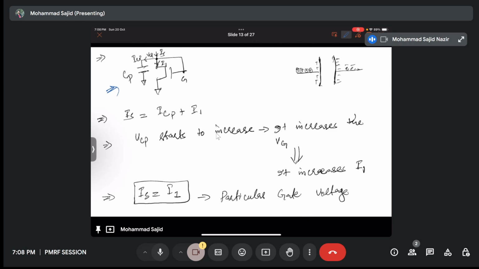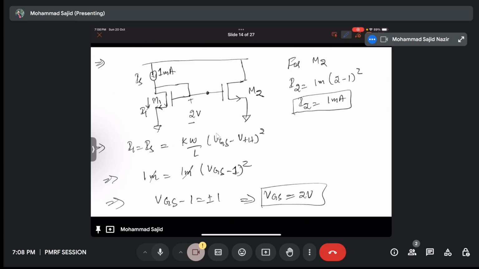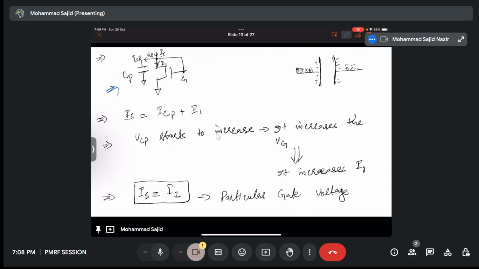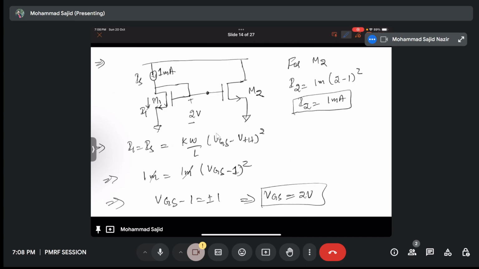This process continues till IS is equivalent to I1, and at that time VG will be some voltage which turns on the device completely. Then the same voltage gets applied to transistor M2. Since M2 will be identical to M1, the same current flows through this device.